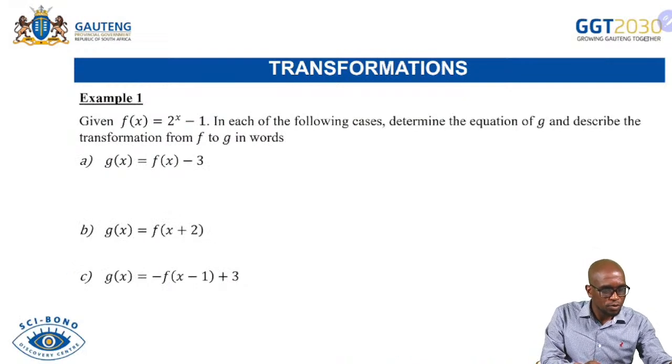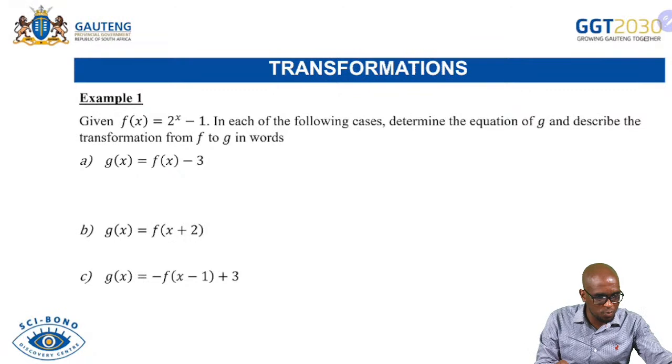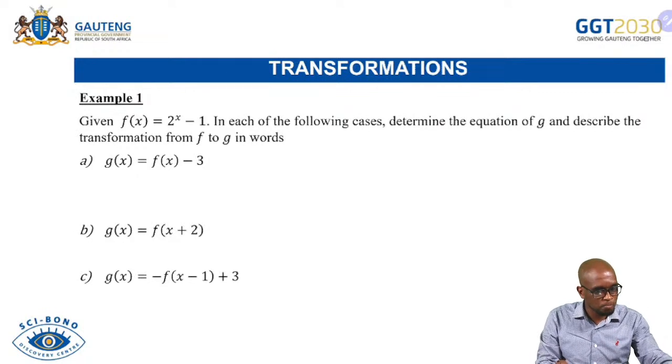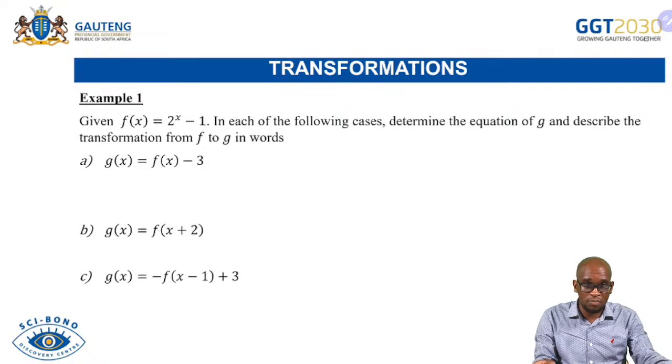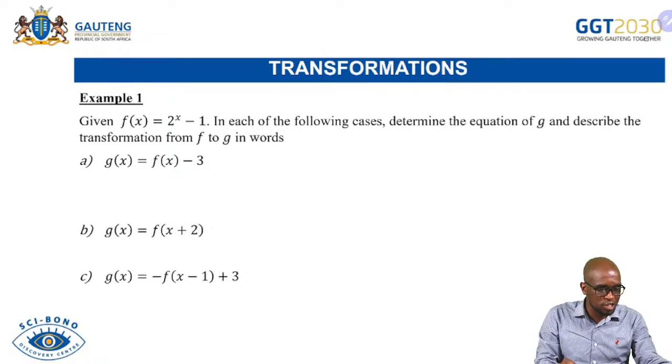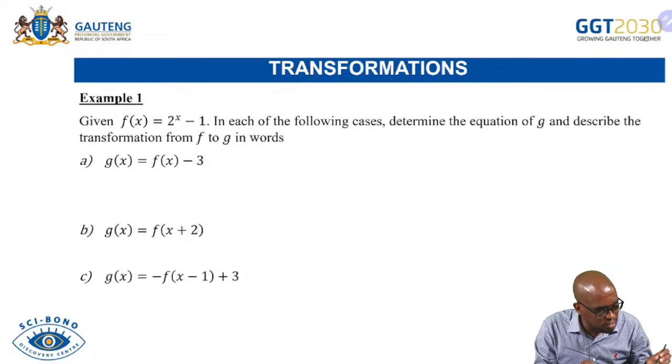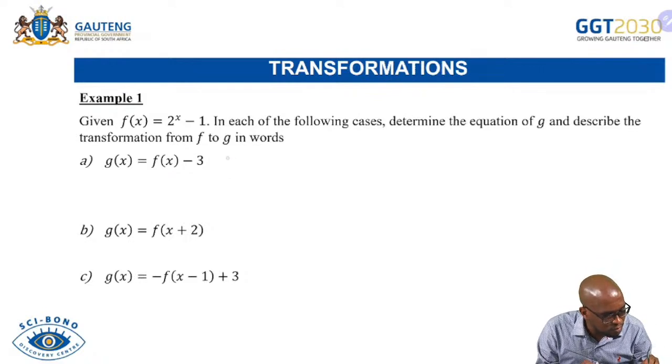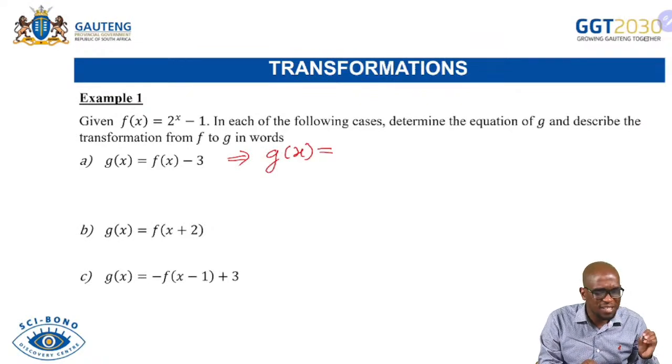Example 1. You are given f of x, an exponential graph. f of x is equal to 2 to the power x minus 1. In each of the following cases, determine the equation of g and describe the transformation from f to g in words. What we want to do here is find the equation of the new function after the transformation has taken place, and then we describe that transformation in words. Now, if you look at this g of x, it says g of x is equal to f of x minus 3.